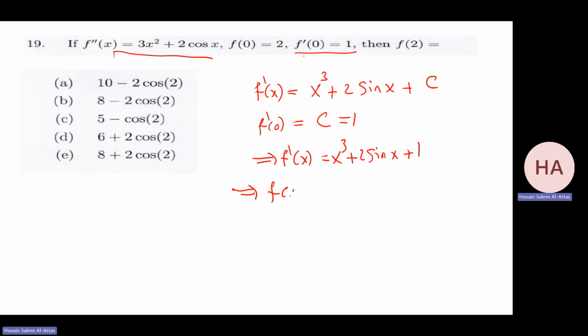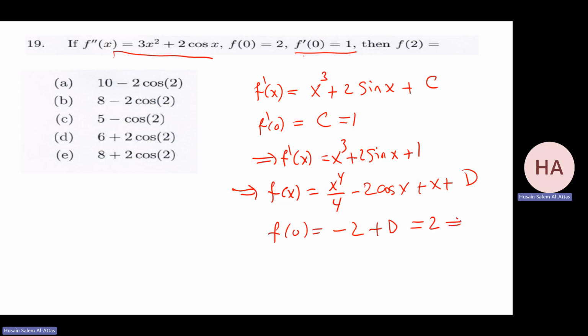So it will be f of x equals x to the power 4 over 4 minus 2 cosine x plus x plus d. If f at 0 equals 2, differentiate x cubed plus 2 sin x plus 1. Okay. So f of 0, that will be 0. Cosine 0, that will be minus 2. 0 plus d should be equal to 2. So d equals 4.